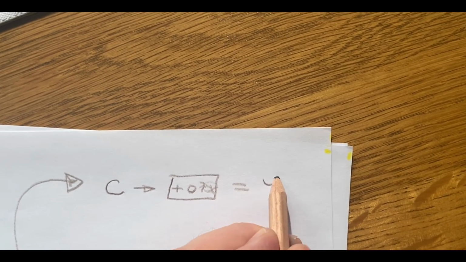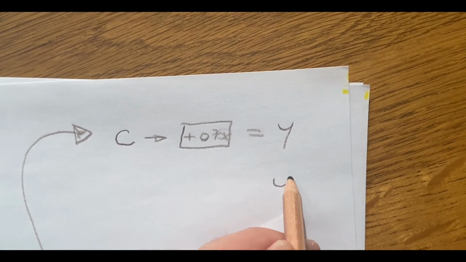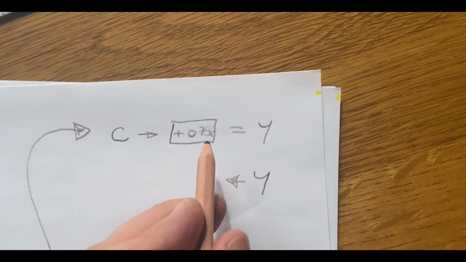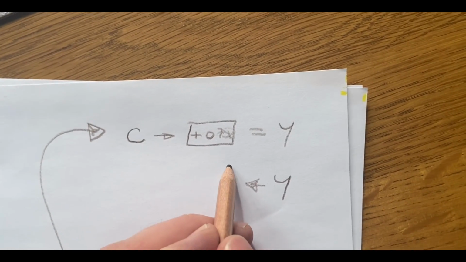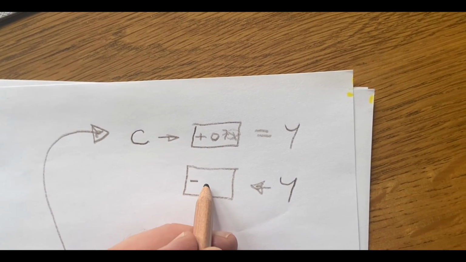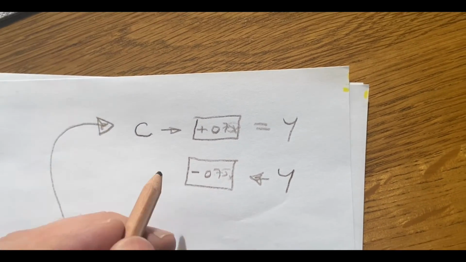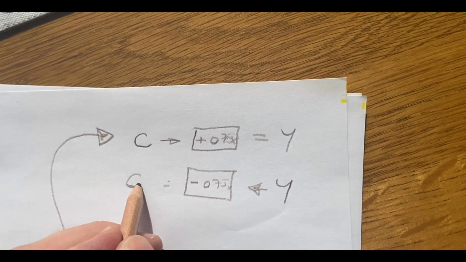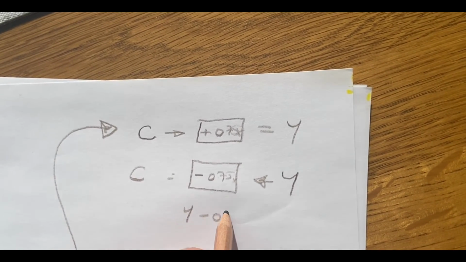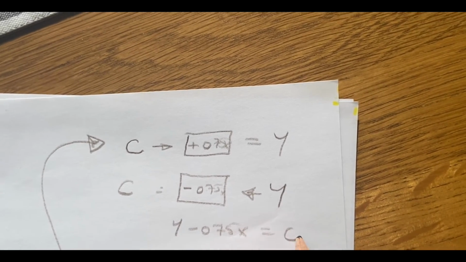This sum equals y. So to transpose this, what we're going to do is move it down. Now what we need to do to y in the flowchart method is the reverse, or transposition. So above we added 0.75x, and now we're going to subtract 0.75x, which will equal c. So now this will look like y minus 0.75x equals c.